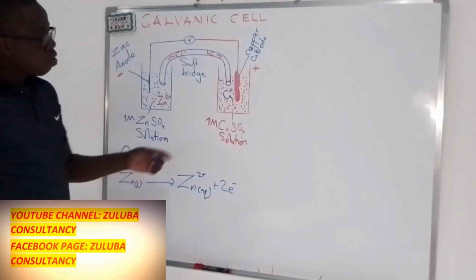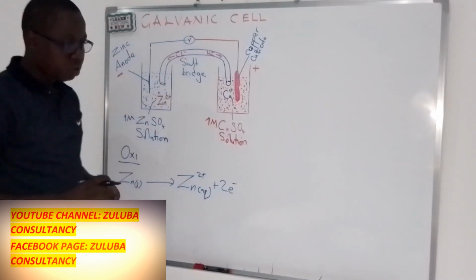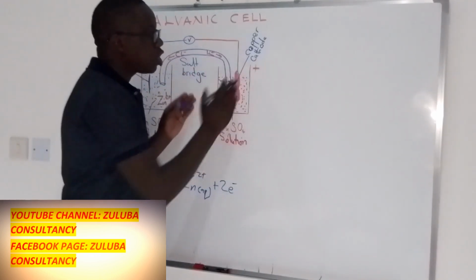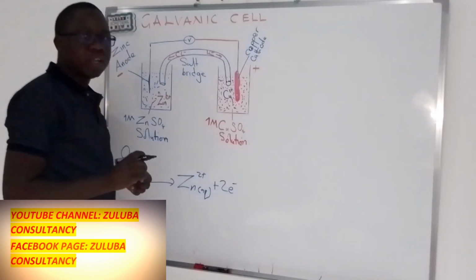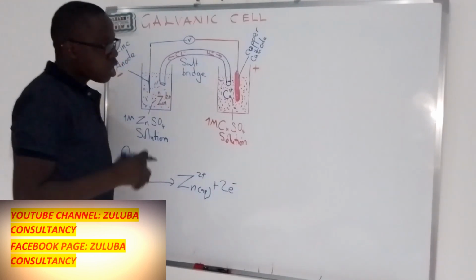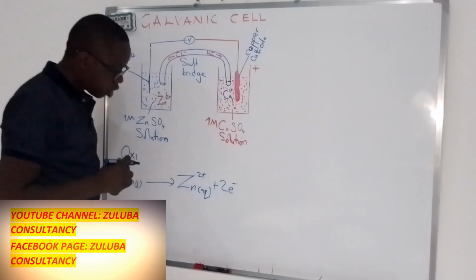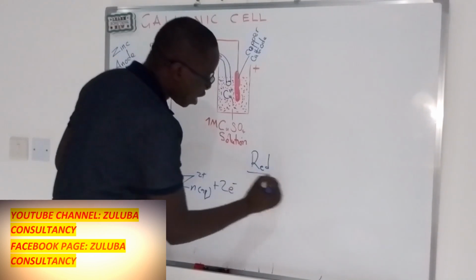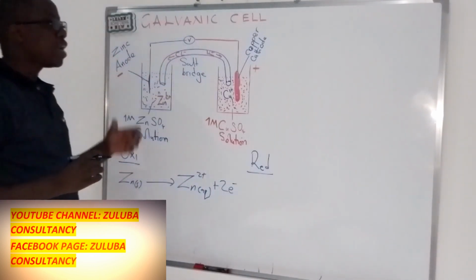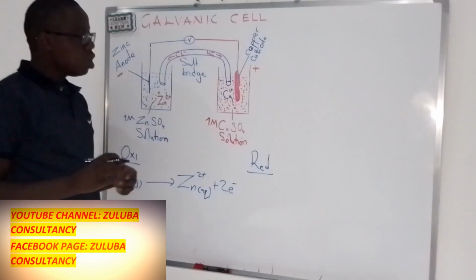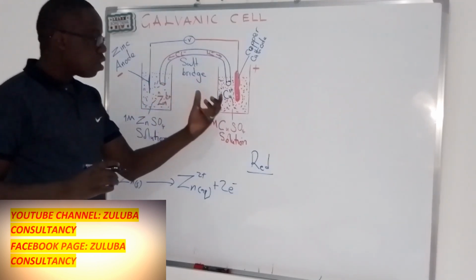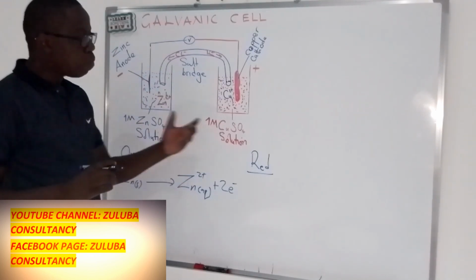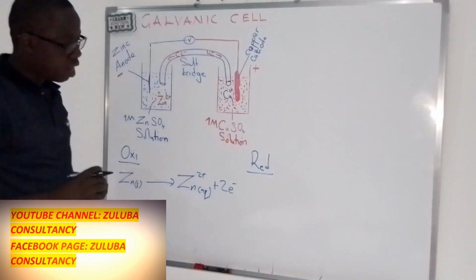Let us look now at the reduction reaction. Remember that reduction takes place on the cathode of the galvanic cell. Now, what do we know about reduction? Reduction is the gaining of electrons. So if a reduction reaction is taking place, electrons should be shown as gained.